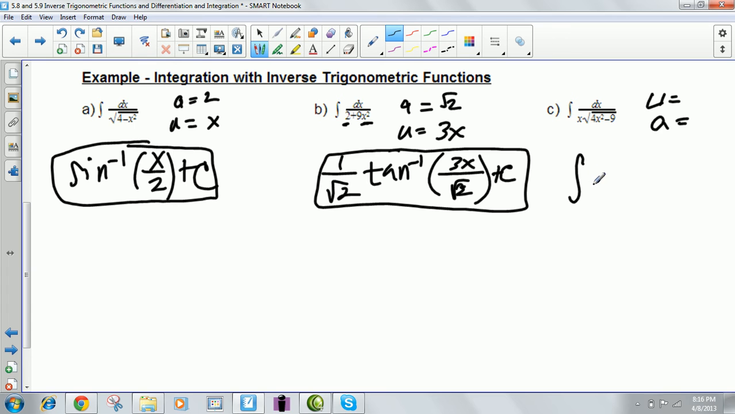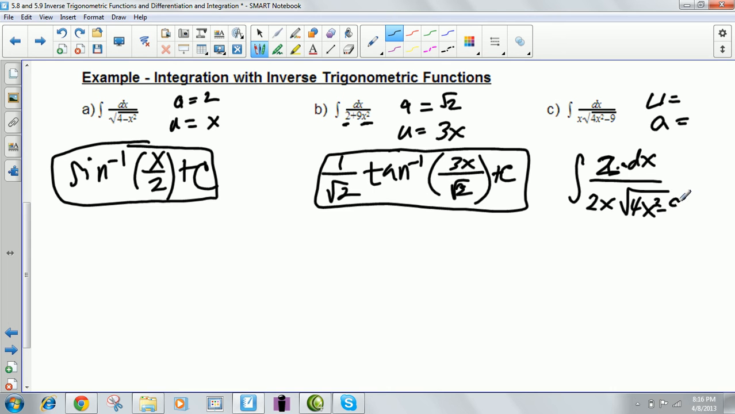So now let's look at the last one. This looks like your inverse secant one, so figure out what your u is and what your a is. This one's really tricky. We're going to have to manipulate it a little bit, because if you look at those rules up there, it's u times the square root of u squared minus a squared, and on top it's du.